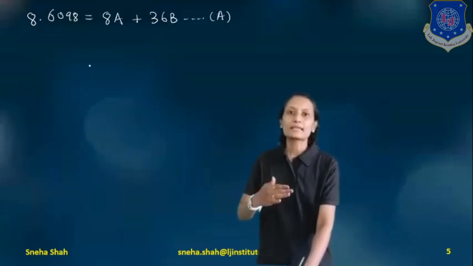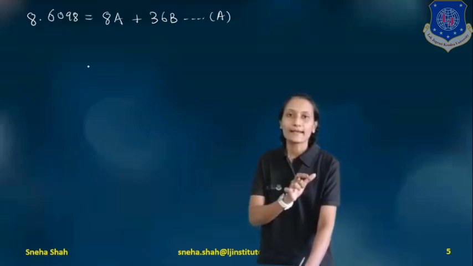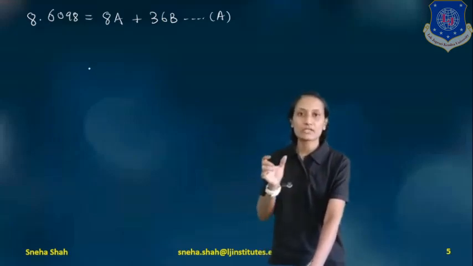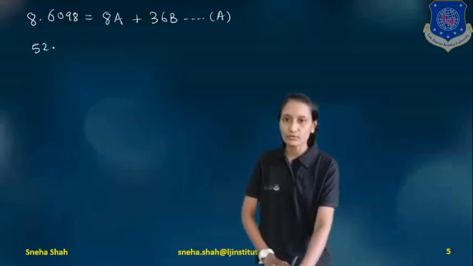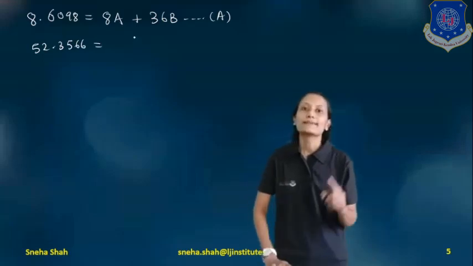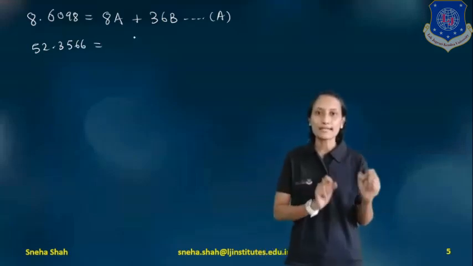Now the next step is summation x into y. If we find the value of summation xy from the table, its value will be 52.3566 equals, the next step, a into summation x, right?